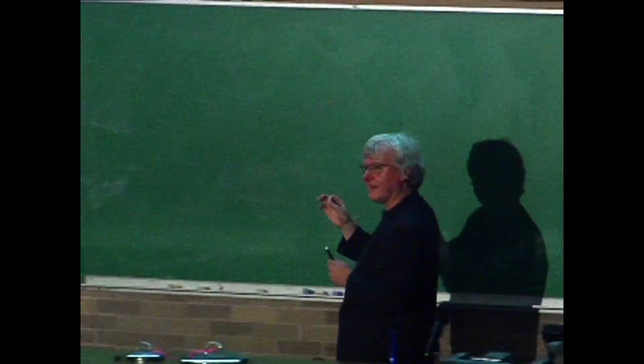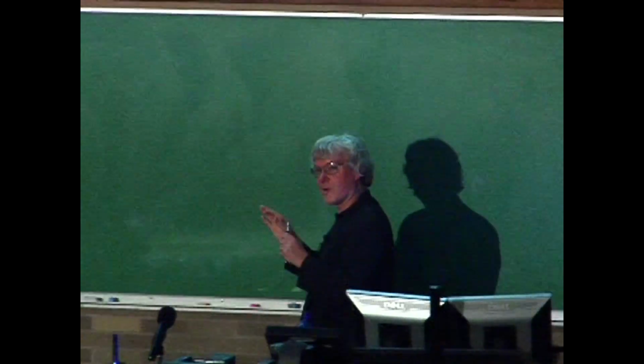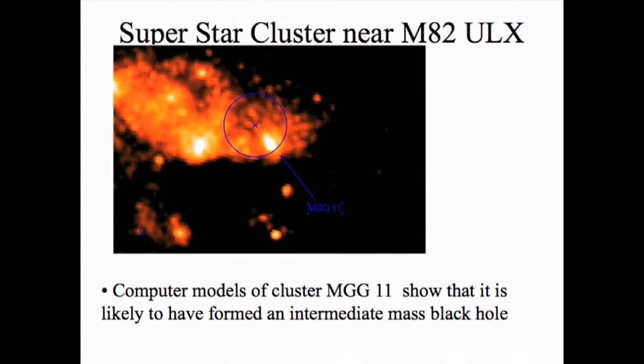Okay, and the last thing is, if you remember in the beginning, I told you that one place people wanted to look for these intermediate mass black holes was in globular clusters. Well, baby versions of globular clusters are something called superstar clusters. That's a globular cluster just when it's forming. Okay, and this X-ray source here, well, we don't know the position exactly, but it's somewhere within that blue circle. And right there's actually a superstar cluster called MGG-11.